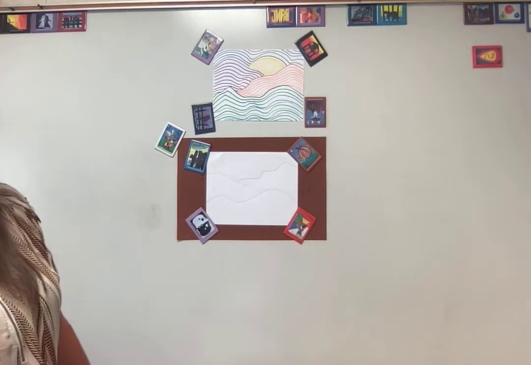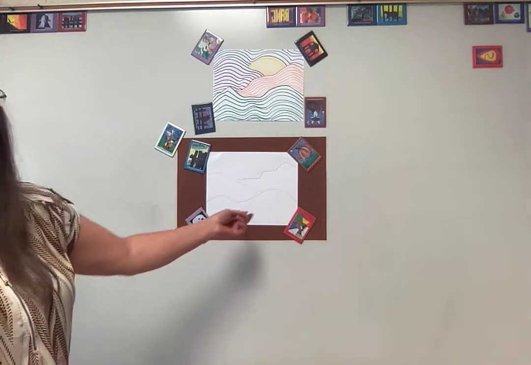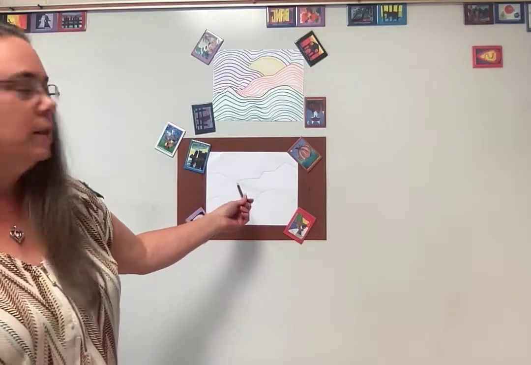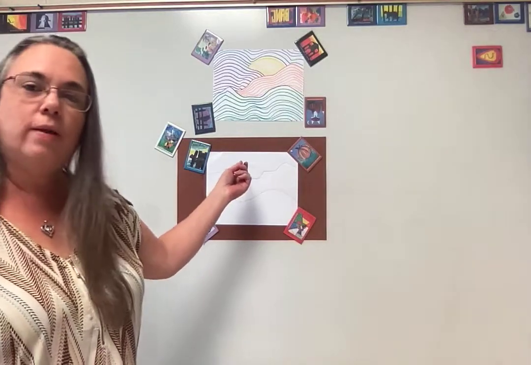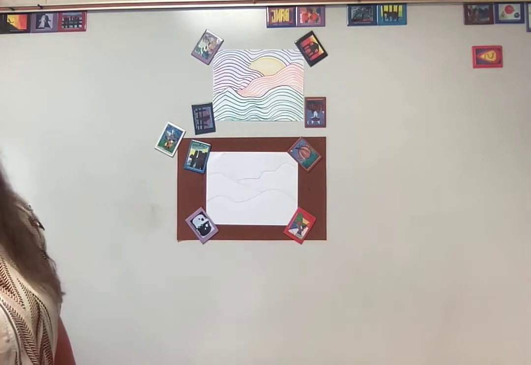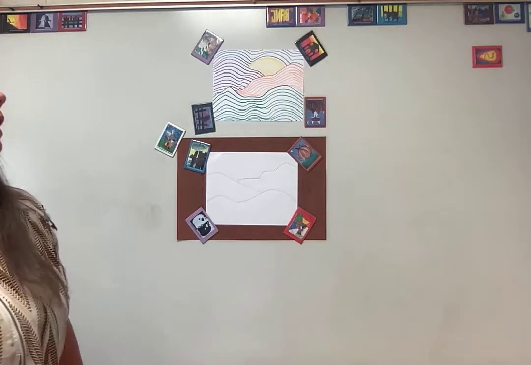In a landscape, we actually have different parts. We say this is the front, or the foreground. This is the middle, or the middle ground. And then in the back, it's called the background. So we could draw something in the background. It could be another mountain or a volcano, or it could be the sun.